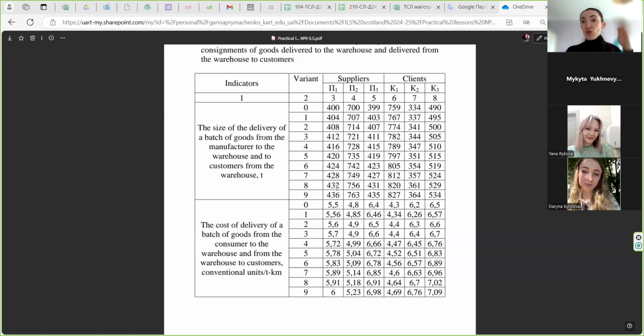After it, we can add the same parameters, but for the second supplier. We also need to find the cost. It is our fourth column here, and use the last line. For our second supplier, for example, for variant zero, it is 4.82 conventional units per ton-kilometer. For the first variant, it is 4.85, and so on for your variant.